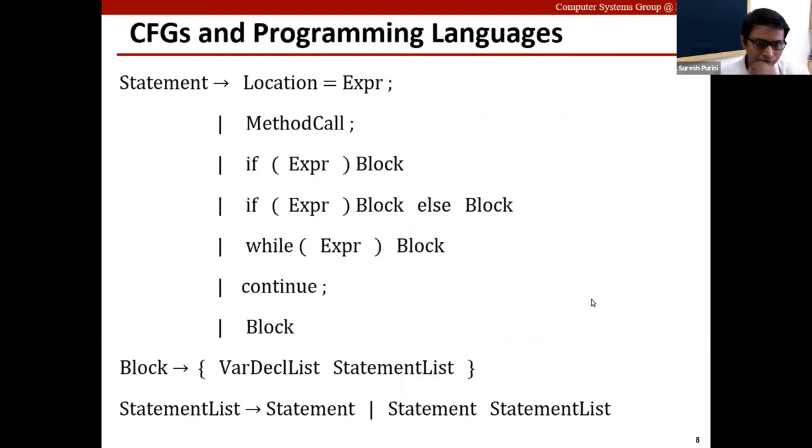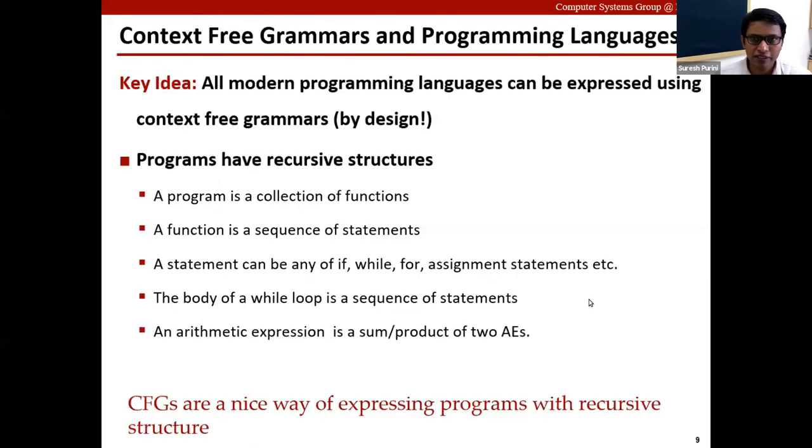If you look at context-free grammars and programming languages, pretty much all programming languages can be expressed using context-free grammars. And this is by design. Once you are able to specify the syntactic structure of a programming language using context-free grammars, the syntactic specification will be very crisp. Number two, it is easy to use to design parsers, and you can use many parser generator tools in the construction of the syntax analyzer component of the front end.